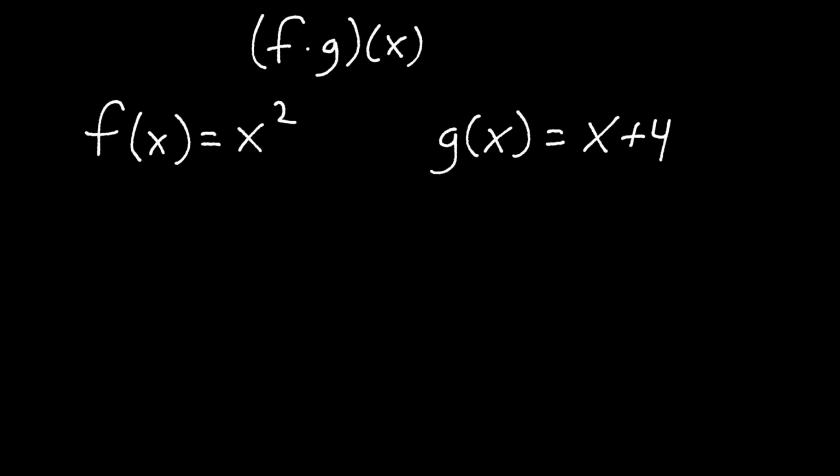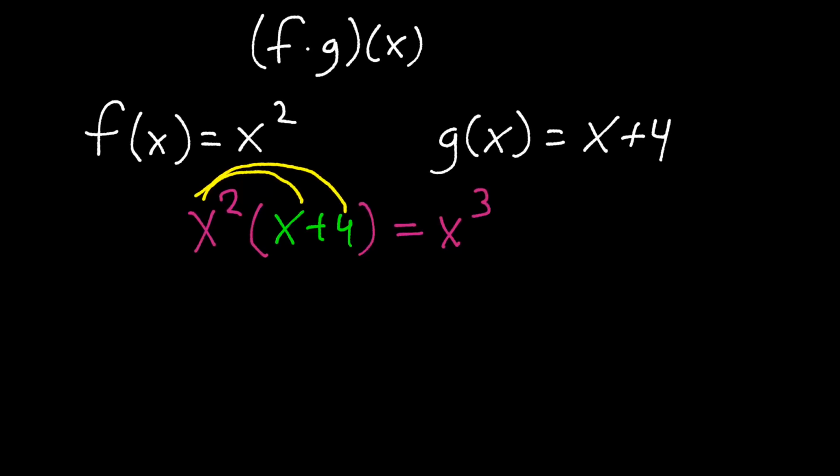To make it simpler, I just kept it with one term, so we have x squared times, and I'm going to put g of x in parentheses, x plus 4, and we're being asked to multiply. All we've got to do is distribute the x squared to each part. So we're going to have x to the third plus 4x squared. And we're done. Since we didn't have a number inside here, we don't have to evaluate it at anything. All we had to do was multiply them together.